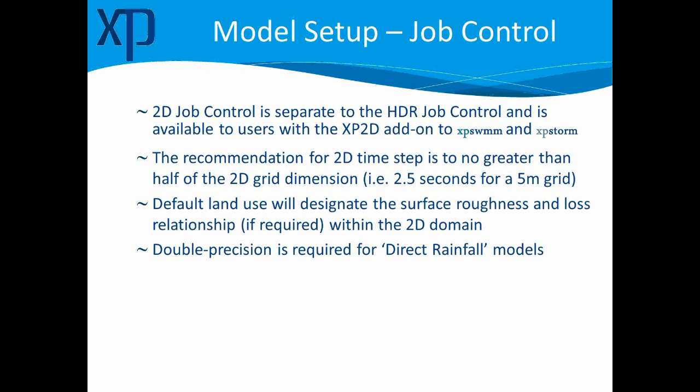Default land uses are another important component for a 2D model, and they define surface roughness information and loss relationships if required. This particularly applies to models that have direct rainfall, and that loss relationship will obviously be the infiltration processes, which may be an initial or continuing loss. Double precision is another element of 2D job control, and that's required when direct rainfall models are being assessed.